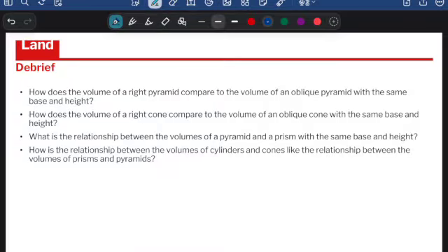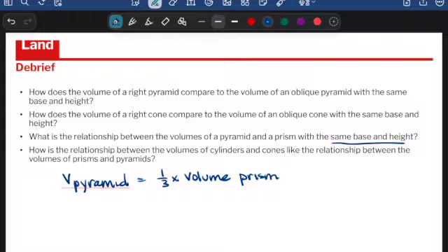What is the relationship between the volumes of a pyramid and a prism with the same base and height? So thinking back to our videos, we know that the volume of a pyramid is always going to be 1/3 times the volume of the prism that has the same base and the height. That's important. It has to have the same base and the same height for that relationship to work. How is the relationship between the volumes of cylinders and cones like the relationship between prisms and pyramids? Well, they're both that relationship of 1/3. The cone is 1/3 the volume of the cylinder. A cylinder is like a prism, and a cone is like a circular-based pyramid.